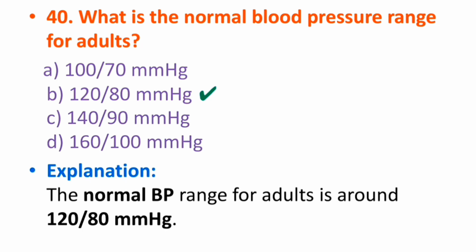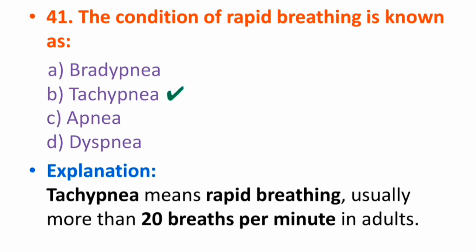What is the normal blood pressure range for adults? Option A 100 by 70 mmHg. Option B 120 by 80 mmHg. Option C 140 by 190 mmHg. Option D 160 by 100 mmHg. The correct answer is option B 120 by 80 mmHg.